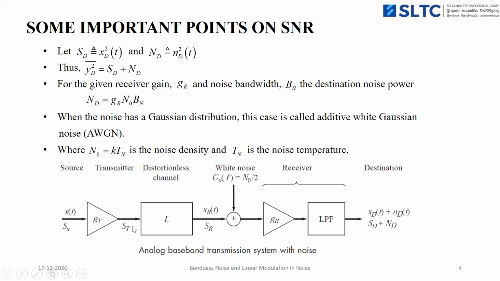Then the signal is propagated into the medium channel. The channel has some losses, distortion losses, denoted by capital L, the channel transmission loss. The output of the channel is the received signal XR of t, and from this we can find the received signal power, denoted by SR. Then the received signal from the channel is added with white noise, which has the power spectrum GN of f equal to N0 by 2.